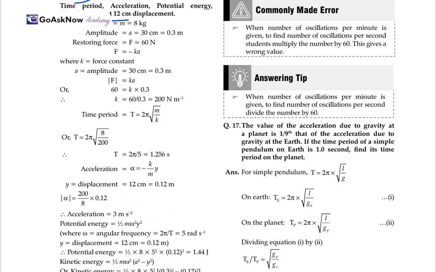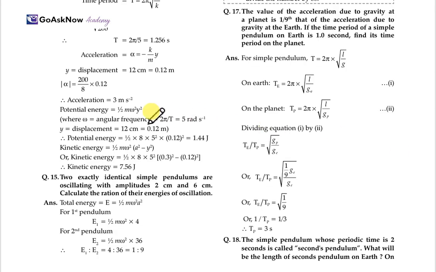For the potential energy, put the equation half m omega square y square. We substitute the value, and here we get potential energy 1.44 joule. Same for the kinetic energy, we substitute in the equation and we get 7.56 joule. So all these numericals are based on the equations which we have studied, whether the displacement equation, the potential energy equation or the kinetic energy equation. All the numericals depend on that only.